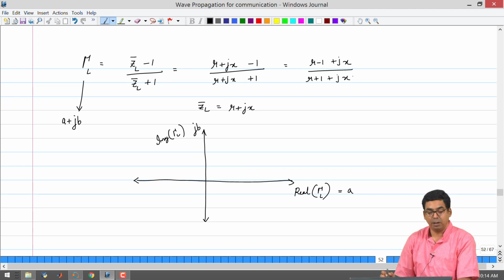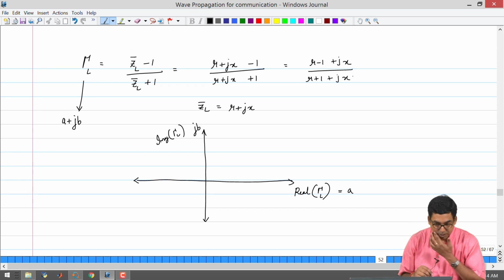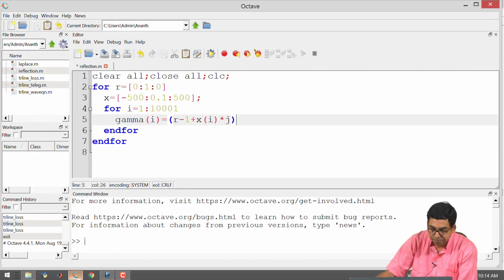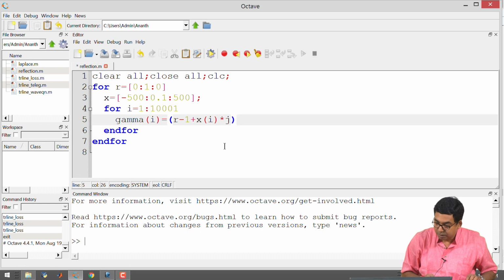Okay. So, the formula for calculating the reflection coefficient is R minus 1 plus jx divided by R plus 1 plus jx, where j is the square root of minus 1. Okay. So, I will go back to my Octave program, and I will complete this formula for calculating the value of voltage reflection coefficient gamma. So, it will be R plus 1 plus.